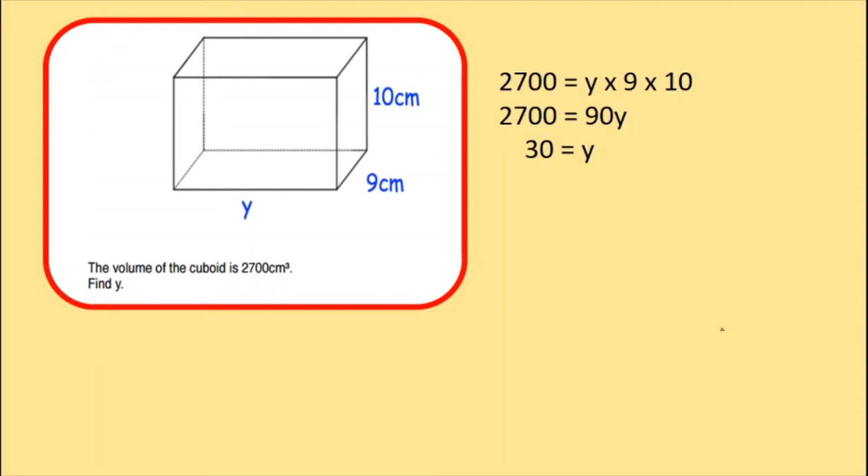Okay, here is the answer to the first one. You should have got from the text that 2,700 is the volume, which is equal to y times 9 times 10. So 2,700 is 90y. Divide both sides by 90 to get y equals 30 centimeters.